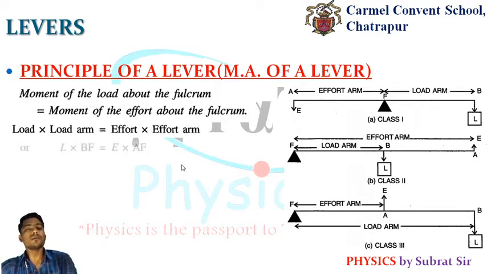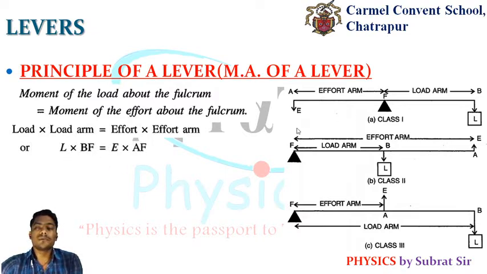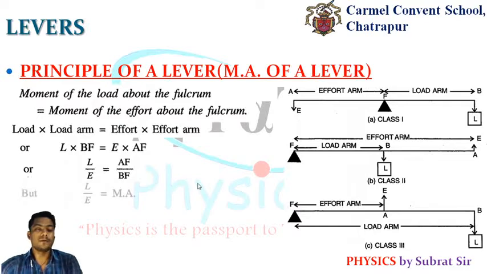Okay, now from the figure we can write load is equal to L, and load arm is how much? BF is the load arm, and effort arm is equal to AF. In all the cases effort arm is equal to AF. Now we have to calculate by cross multiplication. We take E to this side and take BF to this side. We'll get L by E is equal to AF by BF. Now L by E is equal to AF by BF gives you MA.